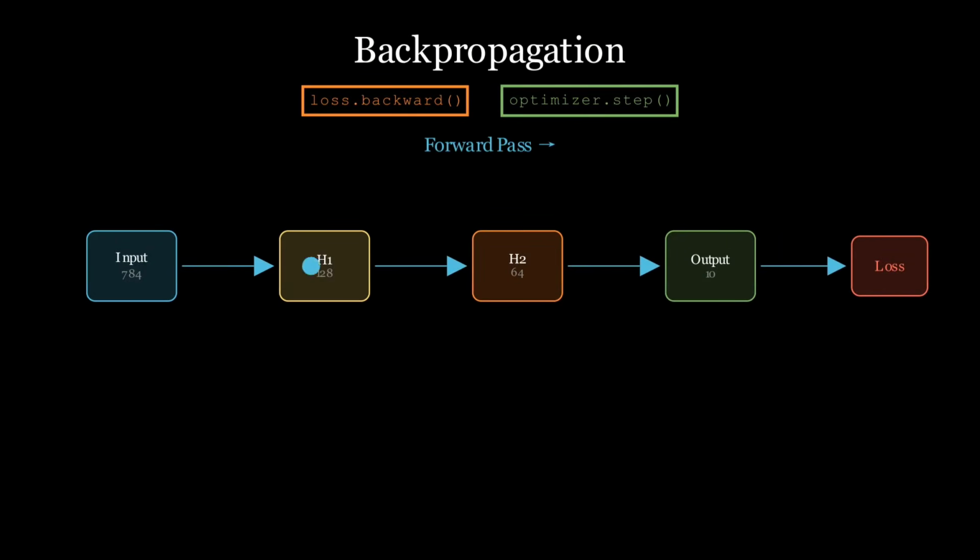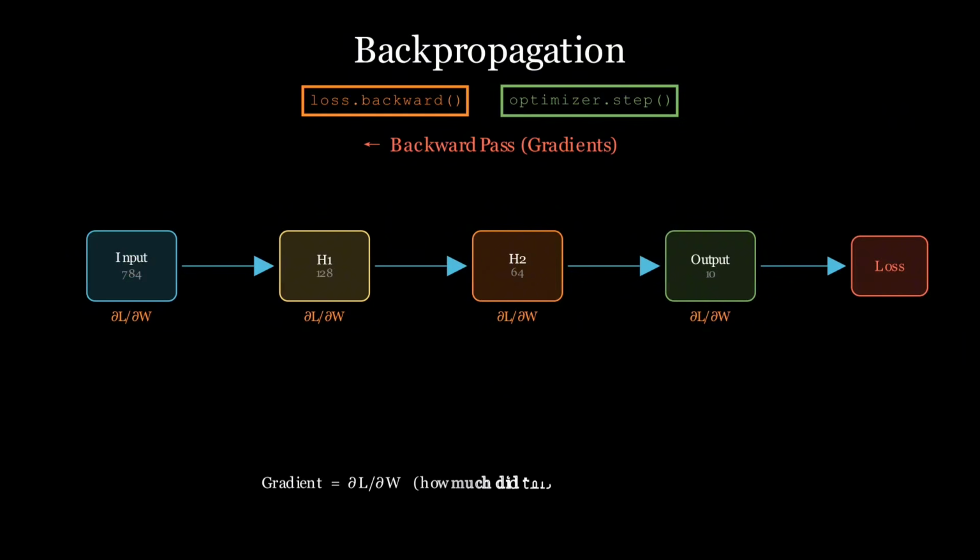In PyTorch, backpropagation is performed using the backward method. Starting from the loss value, the error signal travels backward through the network. As it moves backward, PyTorch computes gradients for every parameter. A gradient tells us how much a specific weight contributed to the error. Mathematically, a gradient is the partial derivative of the loss with respect to a weight.